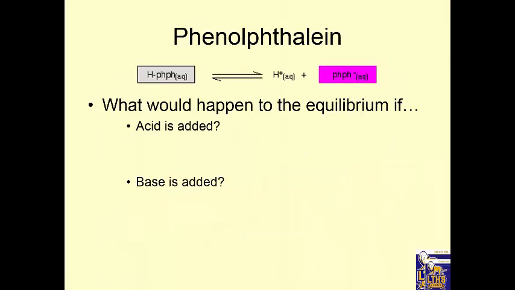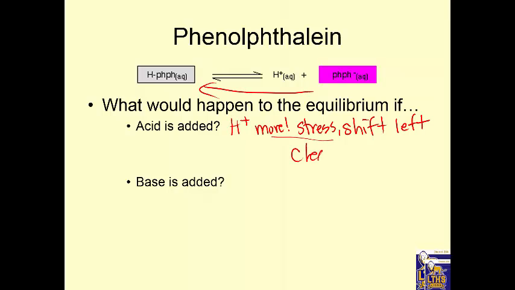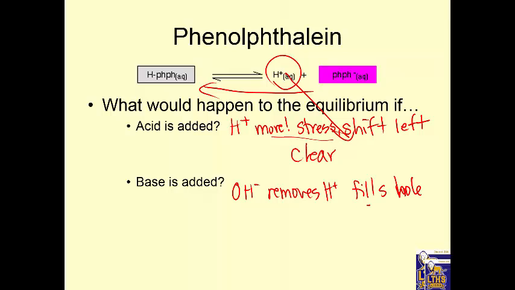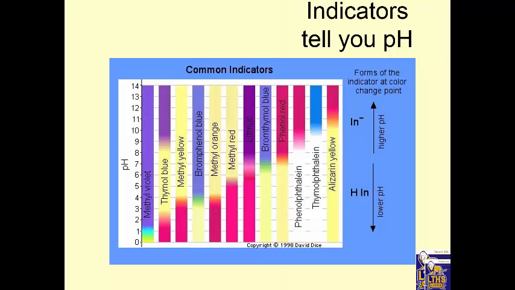Oh, look, it's phenolphthalein, another indicator. But what if we added H+? Acid is added H+. More stress. Shift left. Clear. All right. Base. OH minus removes H+. So there's H+ coming out. Fills hole. Shifts. Alright, so good. Indicators are equilibrium. Gotta love it. There's a lot of indicators you can use. And all these indicators work by shifting their equilibrium when you have acids or bases.